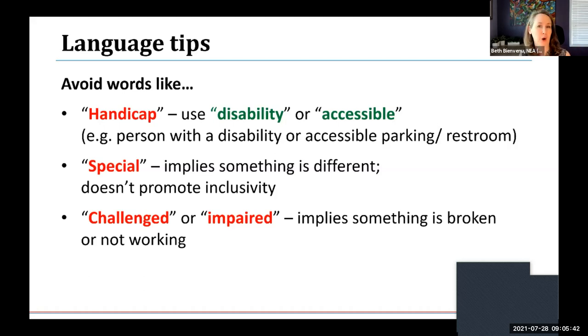So if you have an additional program, like extra hours for quiet, sensory friendly or quiet time, things like that, don't call it special, just give it the name that it has. And then the terms challenge and impaired, we still use vision impaired or hearing impaired, but don't try to avoid using it in other contexts because it implies something is broken or not working.